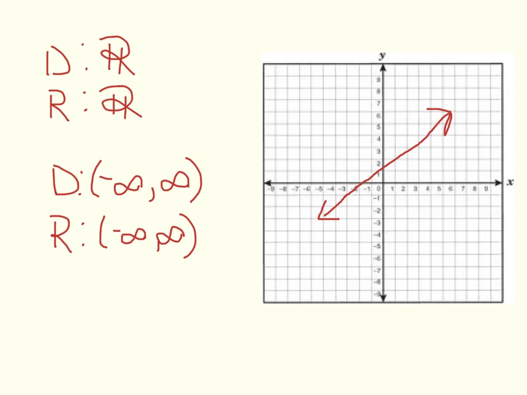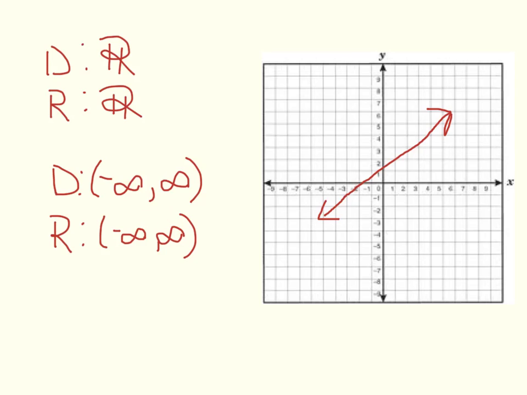Now remember, domain starts on the left side of your graph and works to the right side of your graph. Range starts at the bottom of your graph and works up to the top of your graph. One thing I do that helps me remember this is I pretend that the x is in the middle. And so I can say x is greater than negative infinity and x is less than infinity. And for the y's, I pretend like I have a y here. And I can say that y is greater than negative infinity but less than positive infinity.